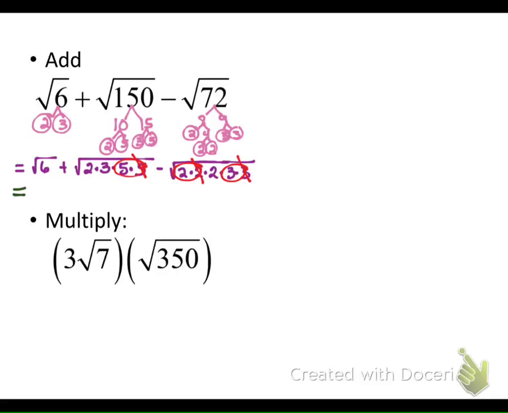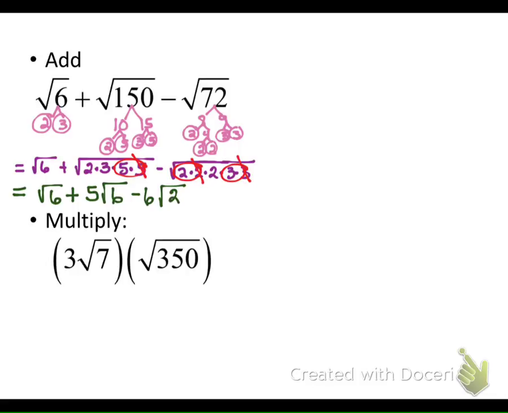All right, so the square root of 6 we already determined is the square root of 6 plus, okay, what is the square root of 150 in simplest form, Brendan? So what, 5 square root what? 6. Then I bring down my subtraction sign. Brendan, what's the square root of 72 in simplest form? What's going to be my coefficient? 2 times 3, which is 6. Square root 2. Good.